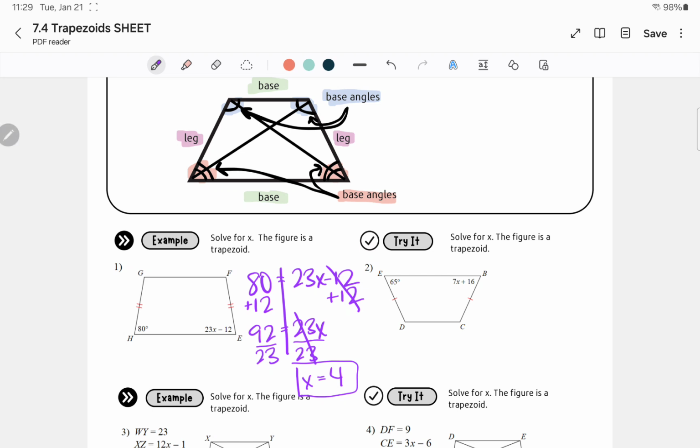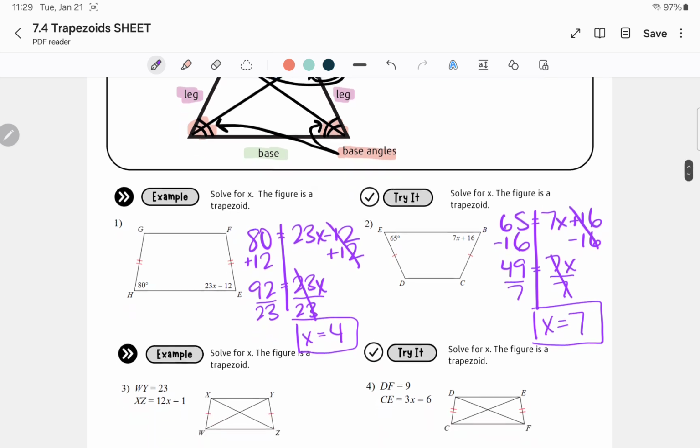All right, so it is an isosceles trapezoid. So since we know the legs are equal, that means these base angles are equal. So 65 is equal to 7x plus 16. And now we're going to solve for x by subtracting 16 from both sides. 65 minus 16 is 49. Come down 15 to 50, then 1 more is 49. And that equals 7x. And now divide both sides by 7. And 49 divided by 7 is just 7.